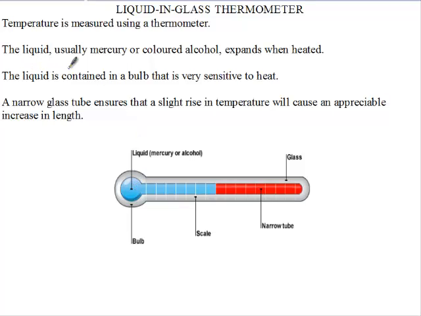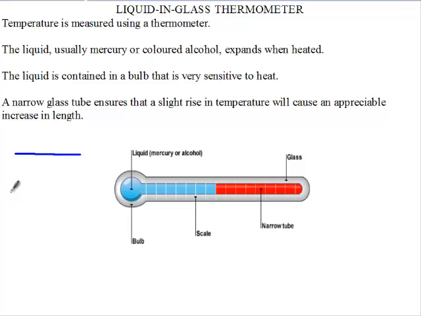The liquid, usually mercury or colored alcohol, expands when heated. Now we select these two liquids due to the way they expand. Alcohol expands more than mercury, okay, but their expansions are linear. They are linear in the sense that as you subject it to heat, the more heat you subject, the more it expands, and then it expands accordingly. It corresponds. It does not expand unevenly.